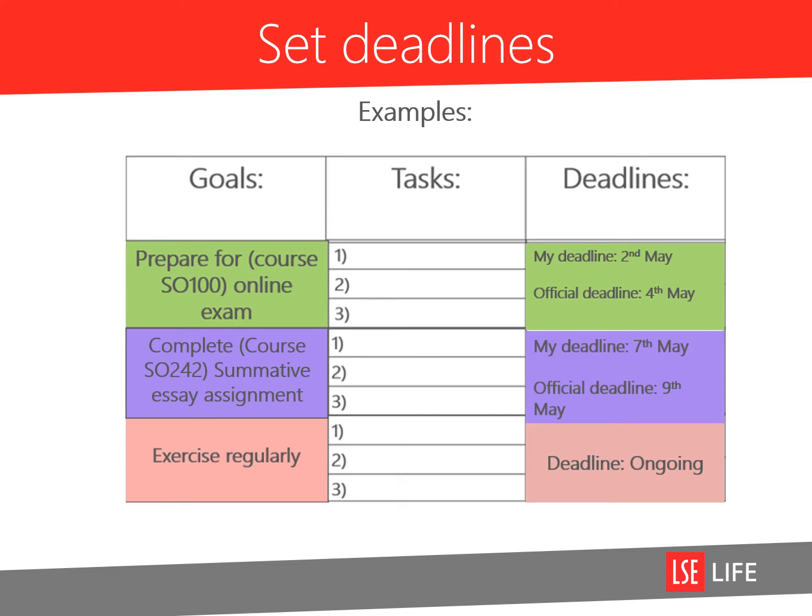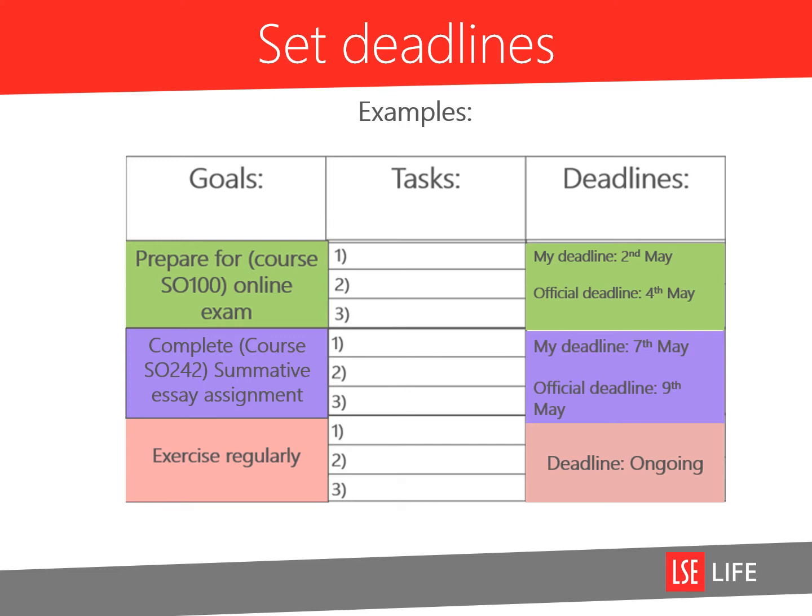As you can see from my personal worksheet, I have set myself personal deadlines which are earlier than the official deadlines. For example, the official deadline for completing my summative essay assignment is the 9th of May, whereas I would like to personally complete the summative essay assignment by the 7th of May.